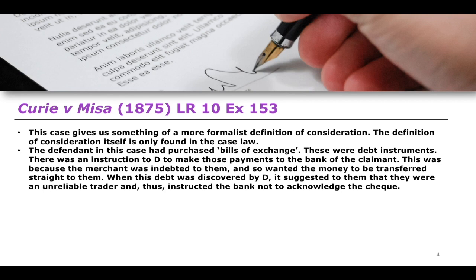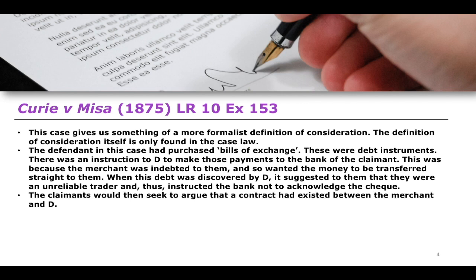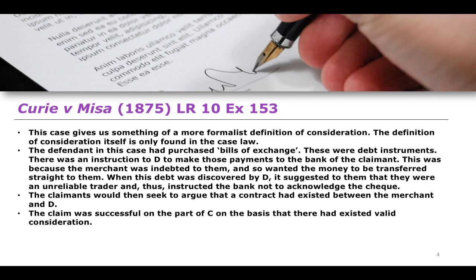When this debt was discovered by the defendant, it suggested to them that they were an unreliable trader, and so as a result of this newly found information, they instructed the bank not to honour the cheque itself. The claimants would then seek to argue that a contract had actually existed between them and the merchant and the defendant, and that this would have breached the contract in question. The claim was actually successful on the basis that there had existed a valid consideration in this particular contractual arrangement.